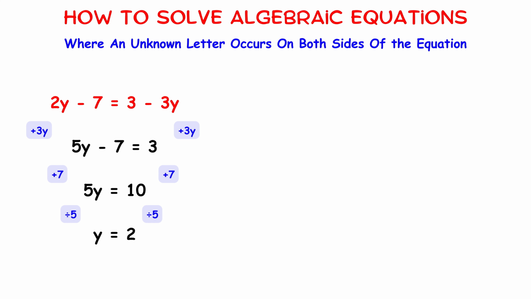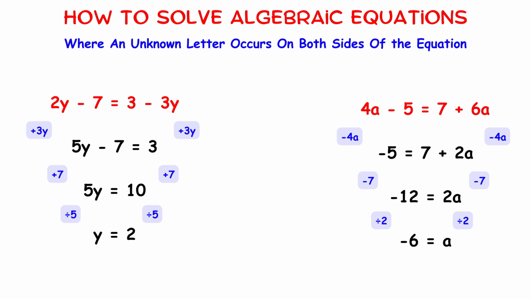For this last one, it'll be easiest to keep the a's on the right and the numbers on the left, so you need to subtract 4 from both sides to get minus 5 equals 7 plus 2, then subtract 7 to get minus 12 equals 2, then you can just divide both sides by 2, and you find that minus 6 equals a. Anyway, that's everything for this video, so hope it all made sense.